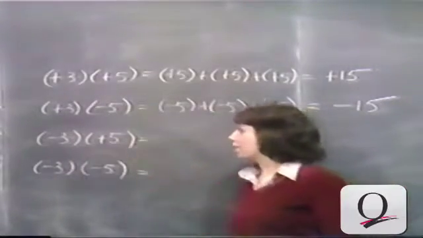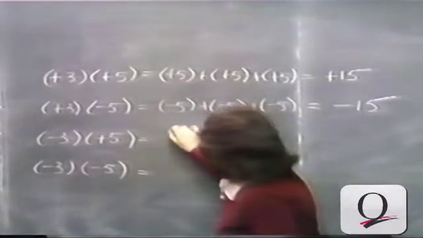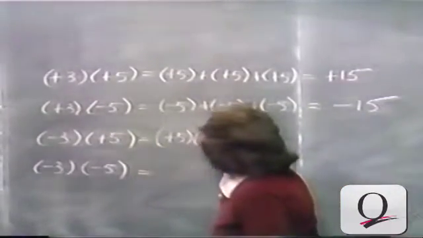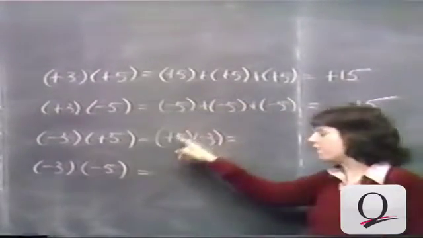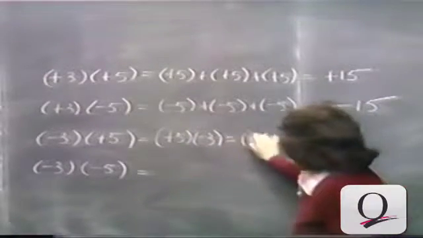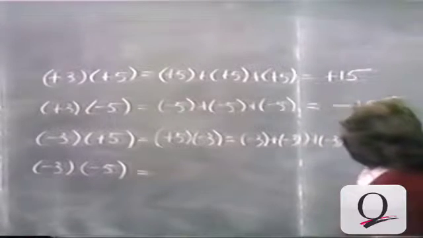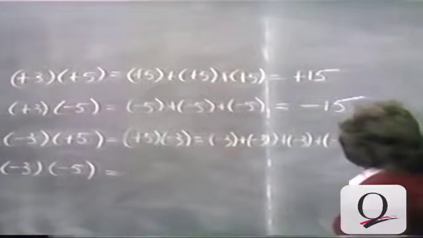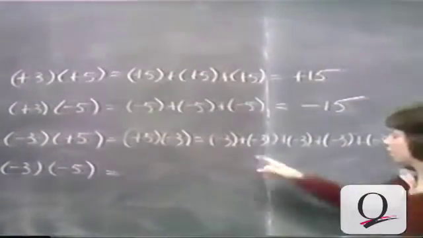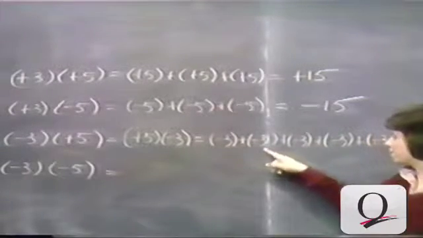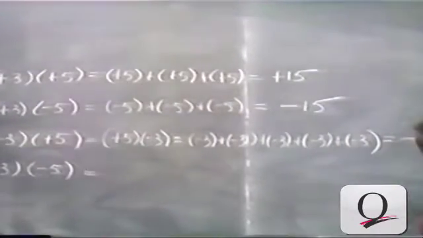Minus 3 times plus 5. Remember, multiplication is commutative, so this is the same as plus 5 times minus 3, or 5 times minus 3. That is 5 minus 3s. Add up minus 3 5 times. Minus 3 added up 5 times gives you minus 3 and a minus 3, that's minus 6, and minus 3, minus 9, minus 12, minus 15.